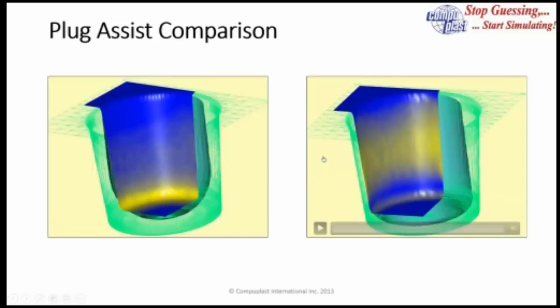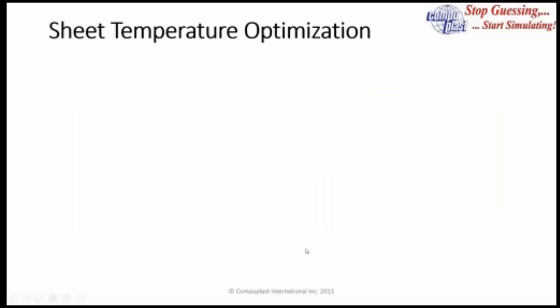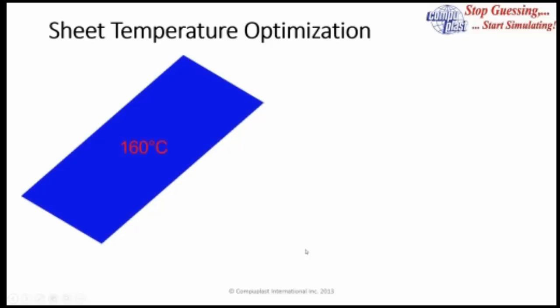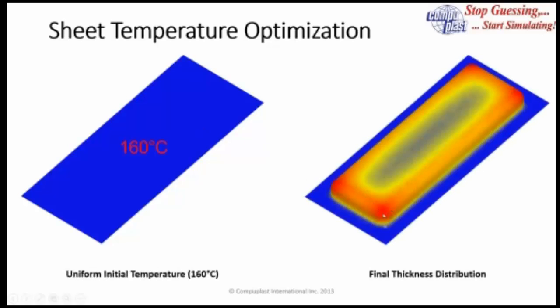And this is how we would go about optimizing our plug assist for the properties that we want in our final product. We can also do temperature optimization. If you're making large parts, for example, this is a very large sheet that's, let's say, 2 meters by 1 meter. It was, in fact, polycarbonate, used for a polycarbonate sign. If we ran the simulation with an even temperature of 160 degrees Celsius for forming, even though it wasn't a very deep draw, we can see a relatively large thickness variation with thin corners here.